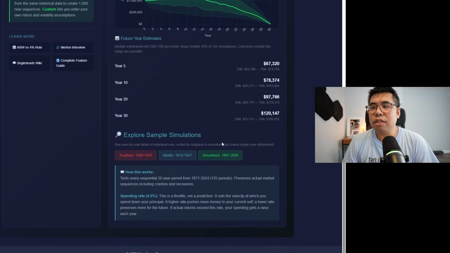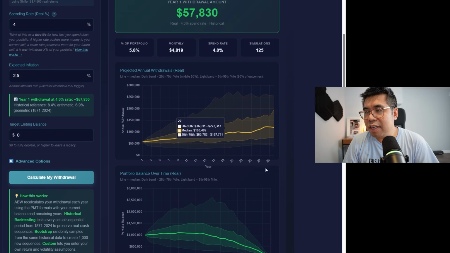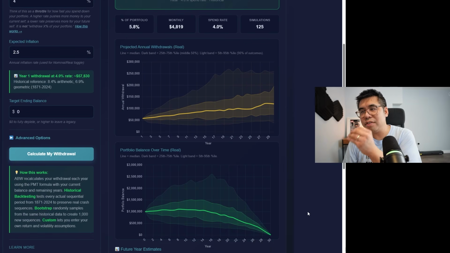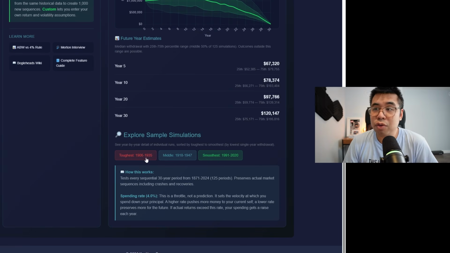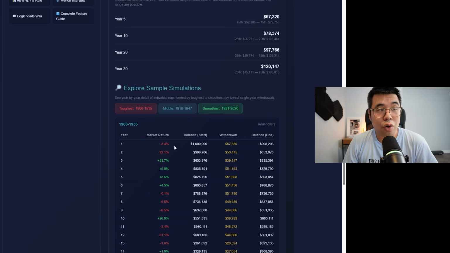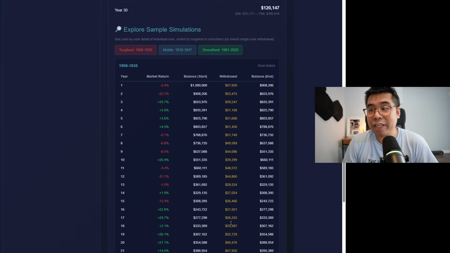So I've added this recently, which is the explore sample scenario. Here you can't really see exactly what happens in the scenario. You have ranges, but here it takes 3 specific scenarios. So one where you start off on the back foot, for lack of a better expression, where you start with 2 red years. So already you jump from a 57K withdrawal and you have to go down to the 40s and all the way down to like 21K.